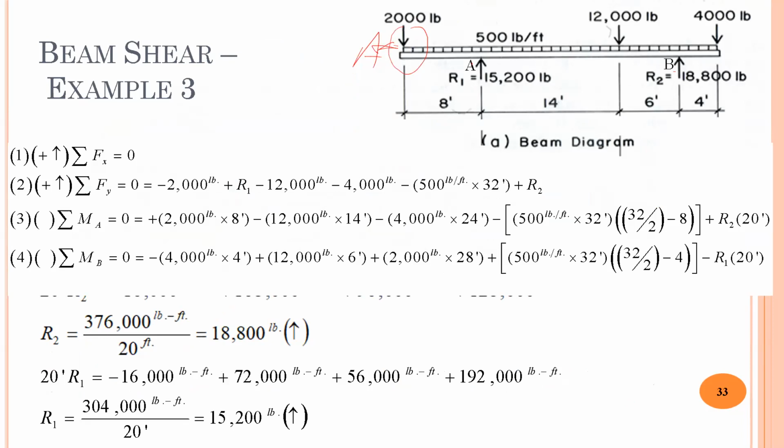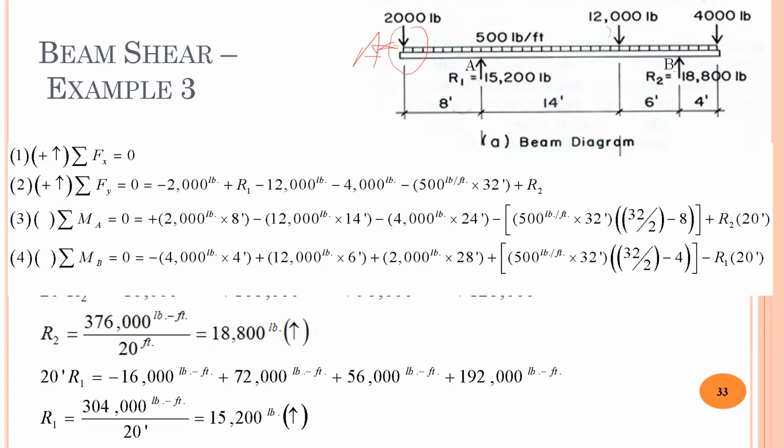All right. So this is one with the UDL running right across it. You can imagine. So we're going to take moment at A. You know that R1 is going to drop out, but R2 will be involved. I'm going to find R2 now. So let's take moment at A. It is going to be 2000 times 8. See it here, and it is anti-clockwise, which is positive.